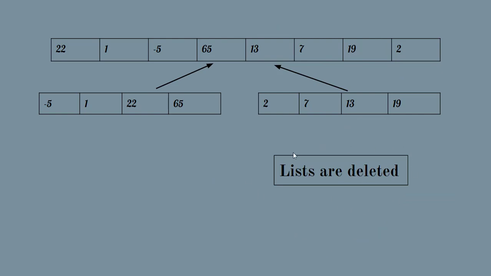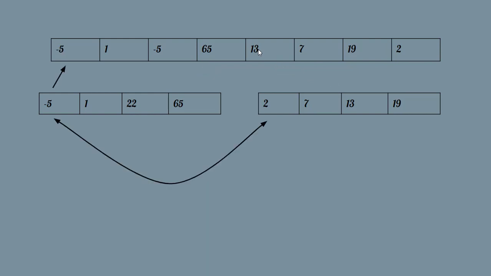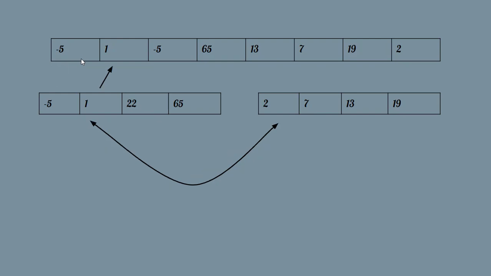Now the lists here are deleted, and as you can see, the list here is sorted, so we can merge them into the bigger list. Now we compare minus 5 with 2 and see that minus 5 is obviously smaller than 2, so minus 5 goes into the first index. And we compare 1 and 2 and see that 1 is smaller, so 1 goes into the second index.